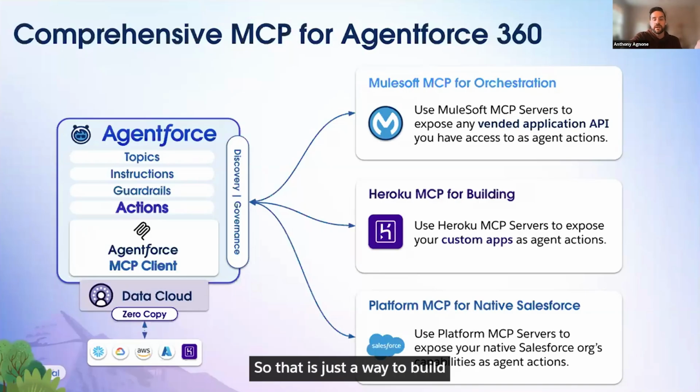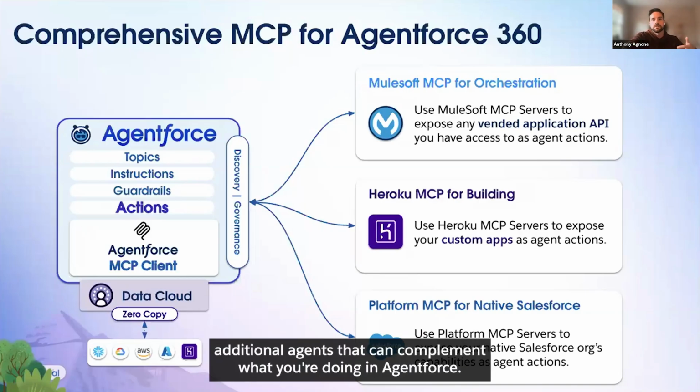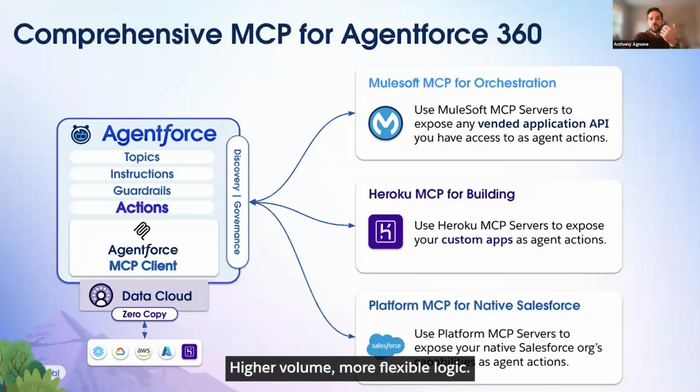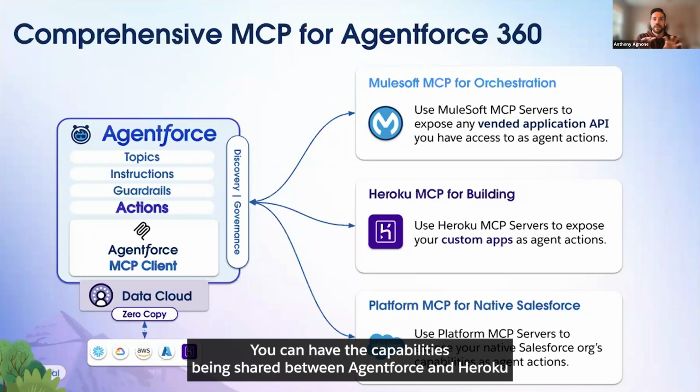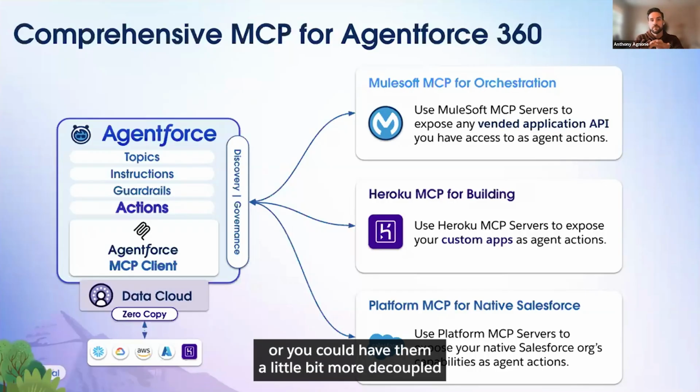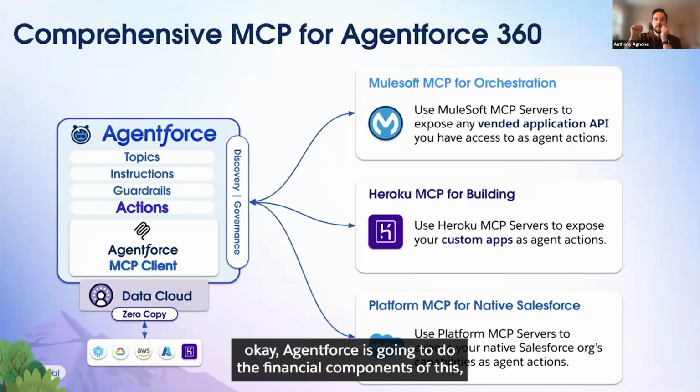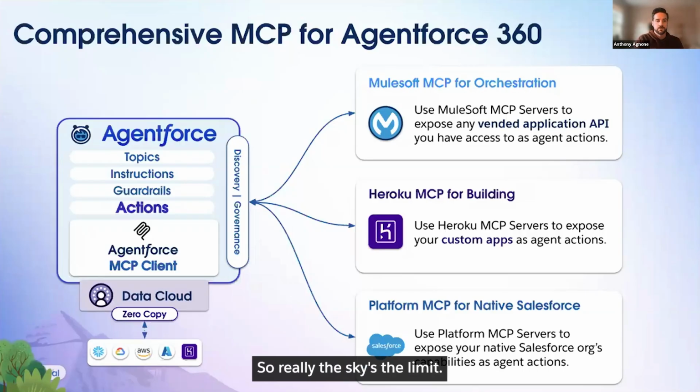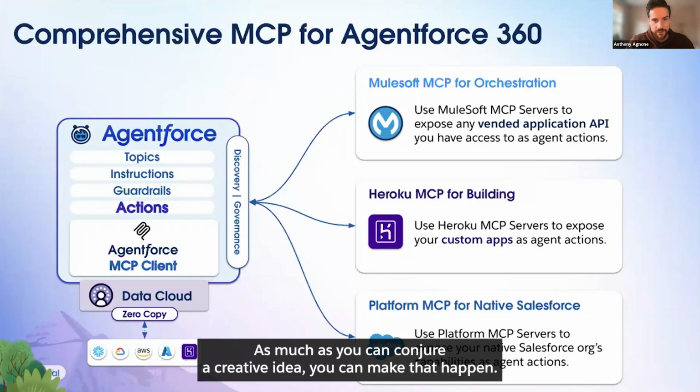So that is just a way to build additional agents that can complement what you're doing in Agentforce. Higher volume, more flexible logic. You can have the capabilities being shared between Agentforce and Heroku, or you could have them a little bit more decoupled, where you have agents that focus on things that, okay, Agentforce is going to do the financial components of this. And then when we need flexible, more analytical components, we're going to have a Heroku-based agent to do that. So really the sky is the limit. As much as you can conjure a creative idea, you can make that happen.